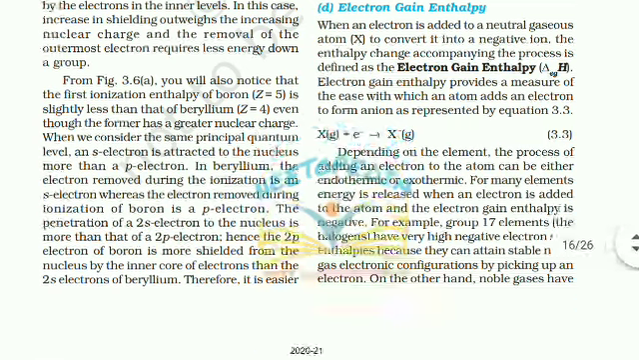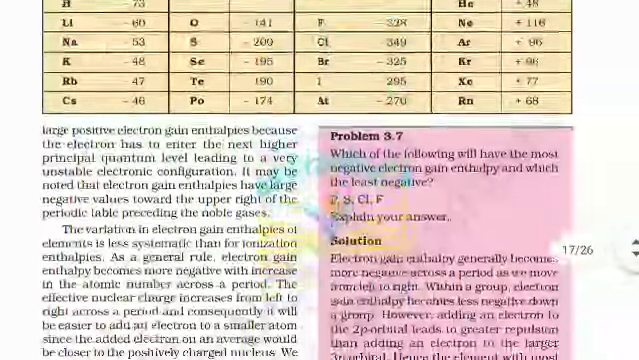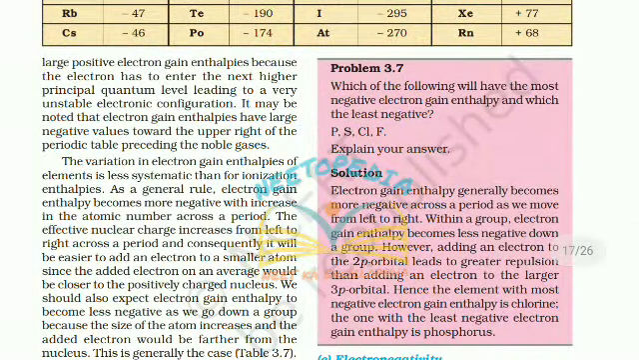On the other hand, noble gases have large positive electron gain enthalpies because the electron has to enter the next higher principal quantum level, leading to a very unstable electronic configuration. It may be noted that the electron gain enthalpies have high negative values towards the upper right of the periodic table preceding the noble gases. Variation in electron gain enthalpies of the elements is less systematic than for the ionization enthalpies.